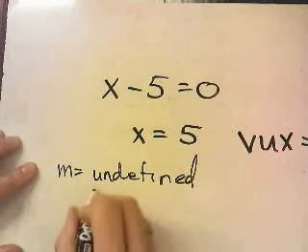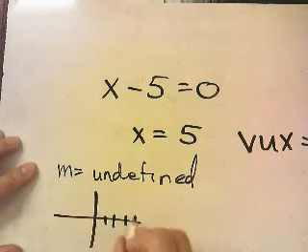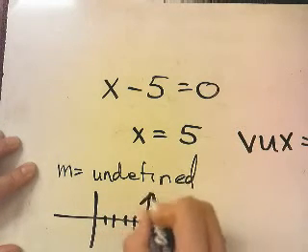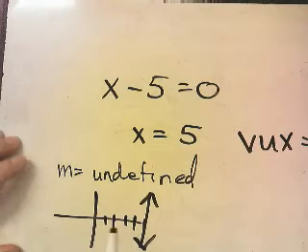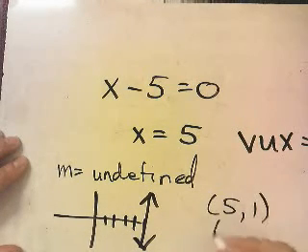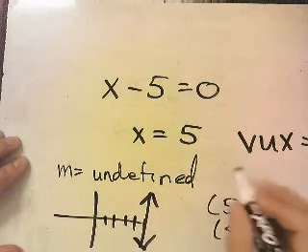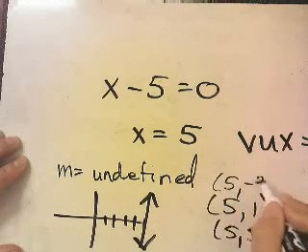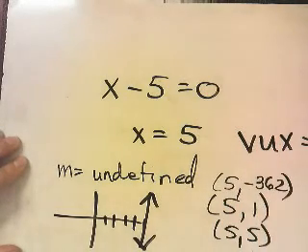And if x equals 5, that means every point on this line is going to have an x value of 5. So I could do 5, 1. I could do 5, 5. I could do 5, -362. But every point is going to have a 5 as its x value.